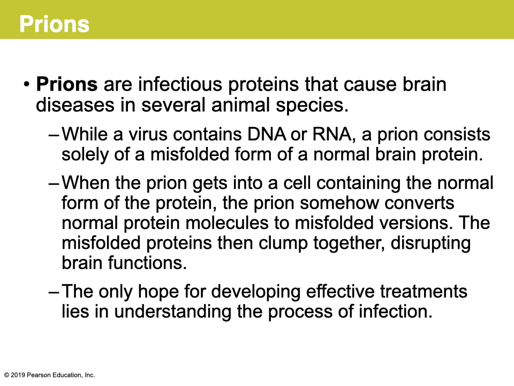It's a misfolded protein. And what happens is when a prion gets into a cell containing normal forms of the protein, this prion somehow converts normal protein molecules into misfolded versions. Those misfolded versions then clump together, and because we're talking about nerve cells here, it winds up disrupting brain functions. And again, we're still coming to understand how this works, and because we don't totally understand how it works, we have not yet come up with a good way of fighting the infection.